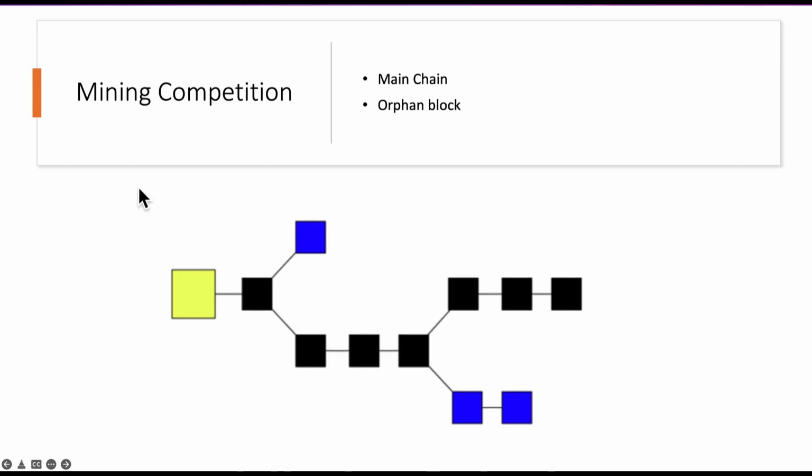So blocks like these blue ones have found the right nonce, but they were not accepted by the network. Blocks like this are called orphan blocks, and the black chain here is the longest chain, and it's accepted by the network. It's called the main chain.